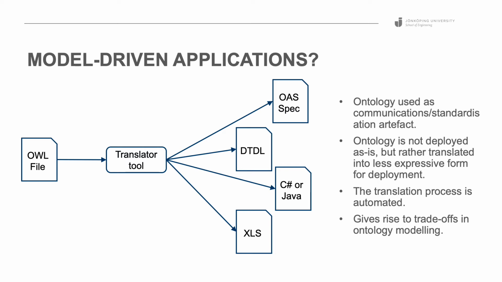In my case, I worked particularly with something called DTDL, or Digital Twin Definition Language, which is a Microsoft spec for how to build digital twins and smart buildings. And when you do this, you typically want to run this through this translation process, because as the OWL ontology evolves and as this standard evolves, you don't want to have to keep track of changes manually in the deployment artifacts, but rather you want them to be generated from the source automatically. And in order to do this, it gives rise to some trade-offs, if you will, in ontology modeling, which this paper is about.